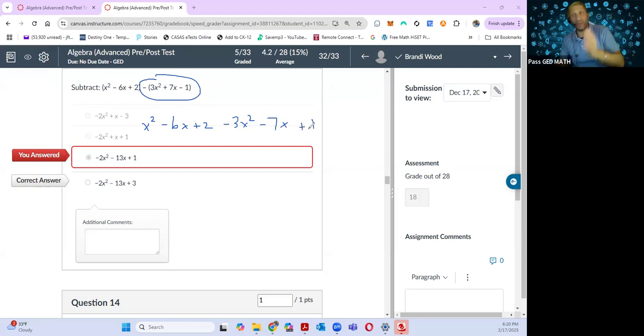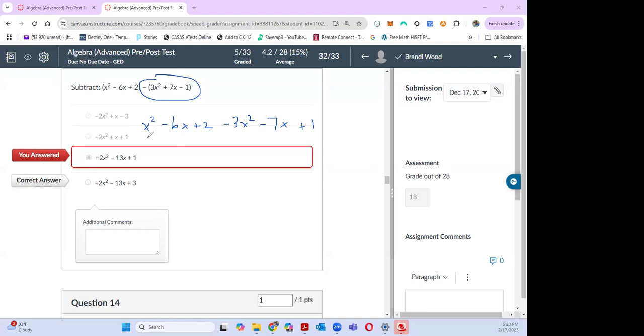Anytime you have a negative on the outside of parentheses like that, you are changing the sign of everything inside. It's basically saying I'm multiplying by minus 1. That's basically what you do. So now we have like terms. What are the like terms in this expression?